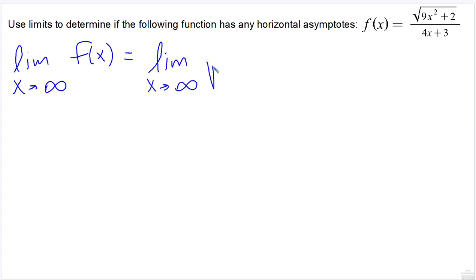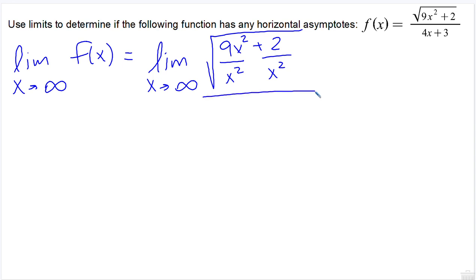Right? I'm going to write it out in this way. I'm going to expand out that square root into 9x squared plus 2, and I'm going to divide both of these things by x squared, but I'm doing it within the square root. So if it's a square root of x squared, it's effectively like an x, but it's not exactly x. We're going to talk about that in a second. And then over here, I've got 4x, which I'll divide by an x, and a 3, which I'll divide by an x. So this is going to be our start here.